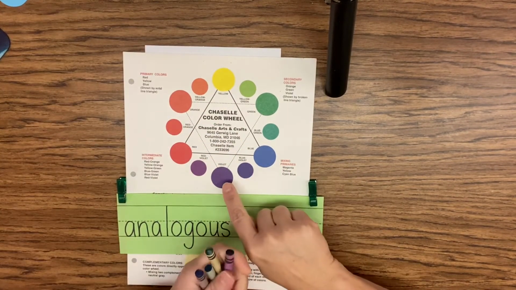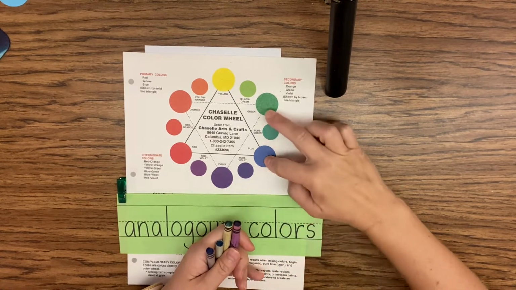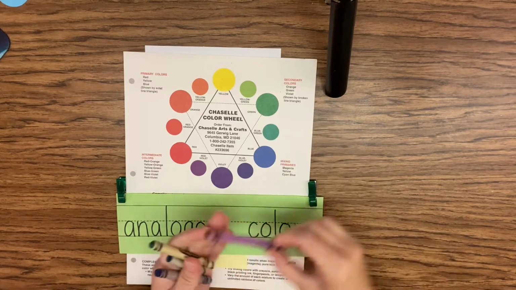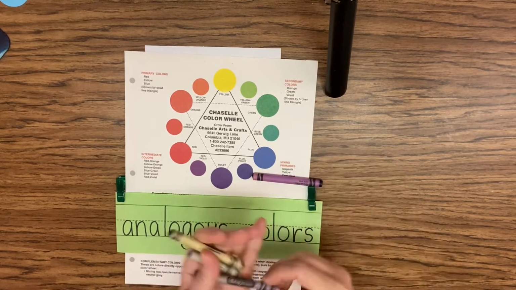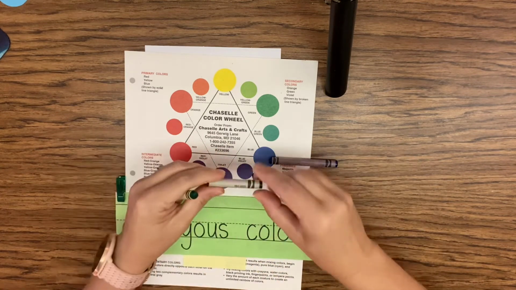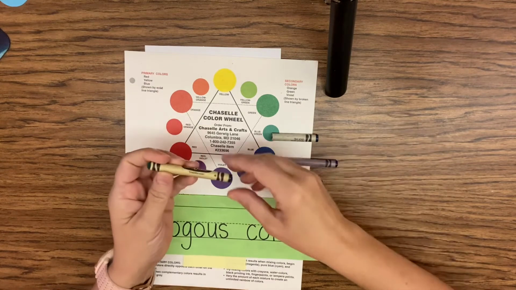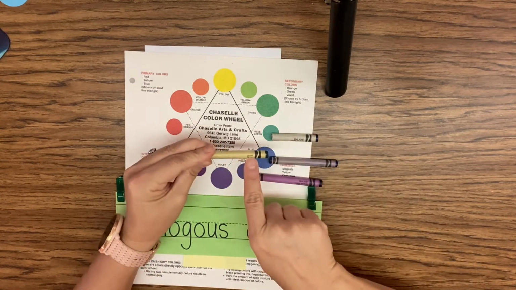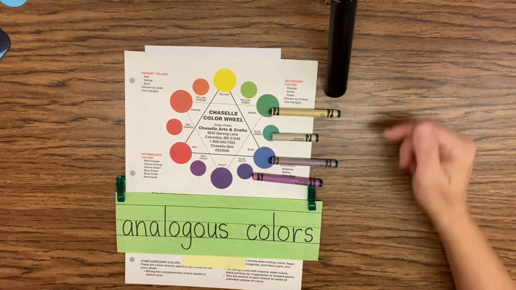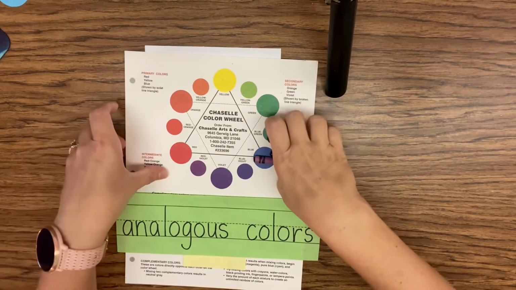So I'm gonna choose blue violet, blue, blue green, and green. Okay, so I've got blue violet, I've got blue, I've got blue green. Yes, I know that this crayon is broken. That's okay, broken crayon, still color. And green, okay? So I've got my four colors for my analogous color.